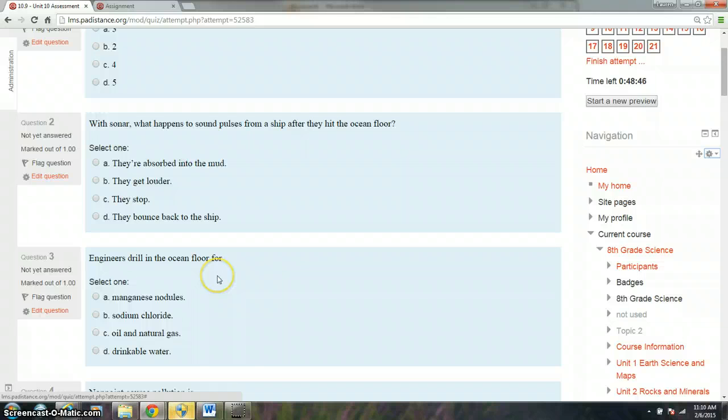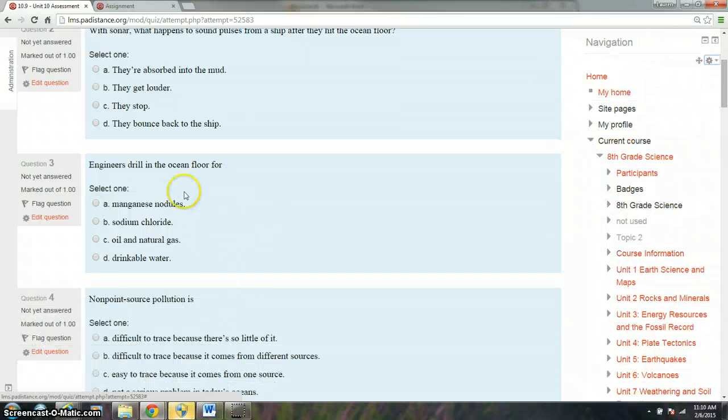Question 3. Engineers drill in the ocean floor for A, manganese nodules, B, sodium chloride, C, oil and natural gas, or D, drinkable water. Engineers drill in the ocean floor.